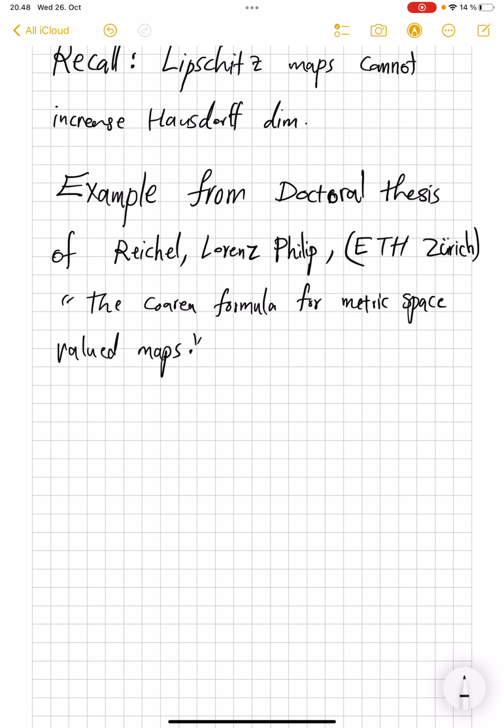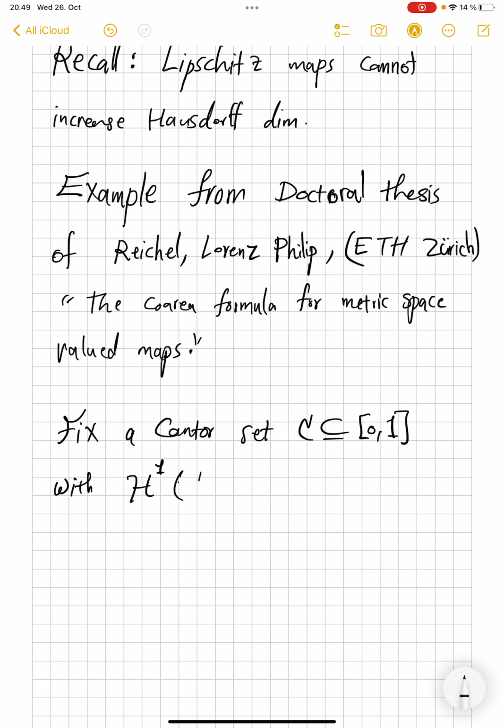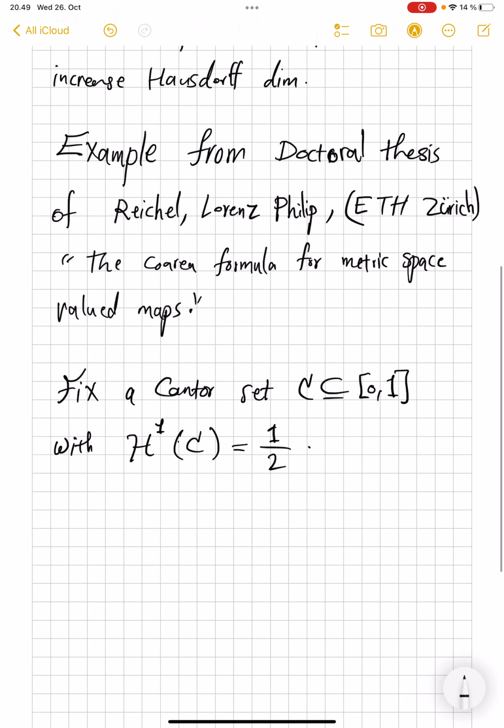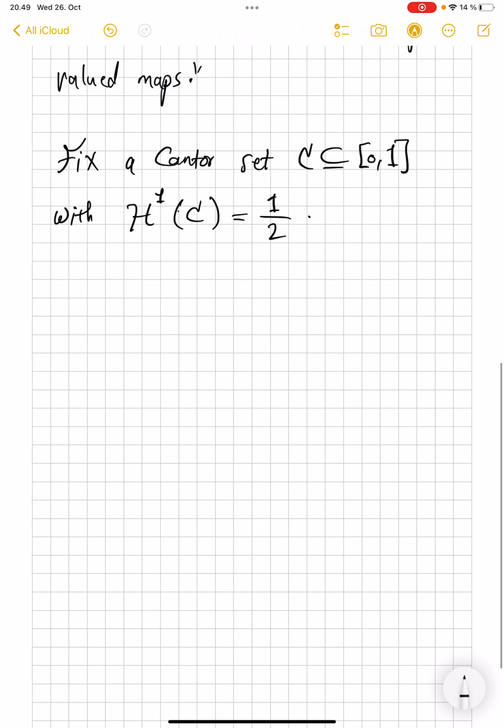Okay, so the construction starts by fixing a Cantor set, a fat Cantor set, inside the interval 0, 1 with H1 of this equal to 1/2, precisely half of the measure of the interval. And we saw easily how this can be achieved and why such sets and their existence is no surprise at all.